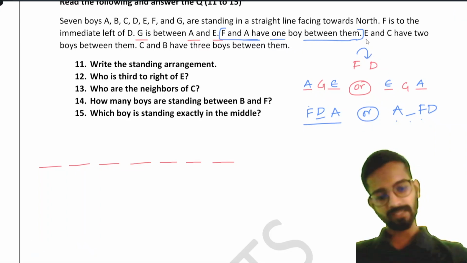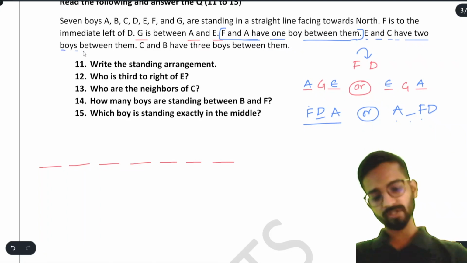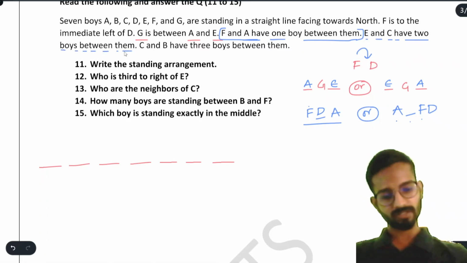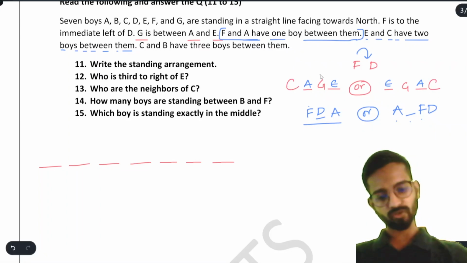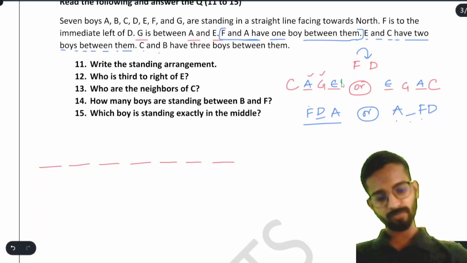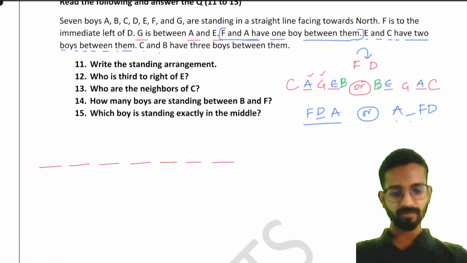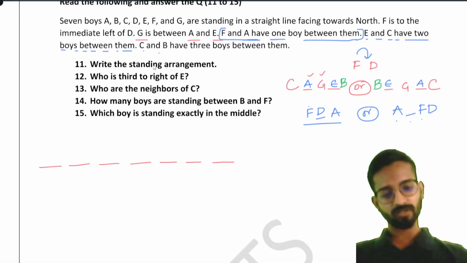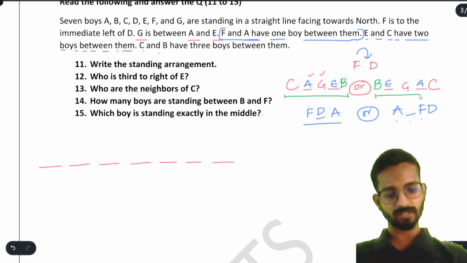Now, E and C have 2 boys between them. So understand this. Either you can put C here, and E and C will have 2 boys, or you can put C here, so it will be 2 boys here, 1 and 2. C and B have 3 boys between them. So where will the third boy appear? B can be here, or B can be here also. Simple enough. Now, this is what the equations are, that either this can be C A G E B or B E G A C.